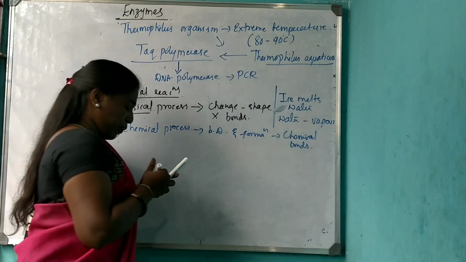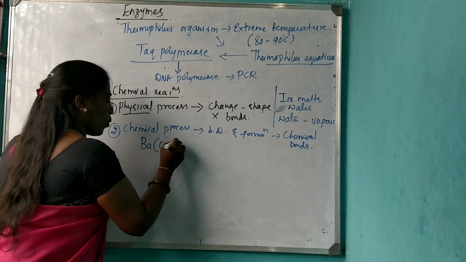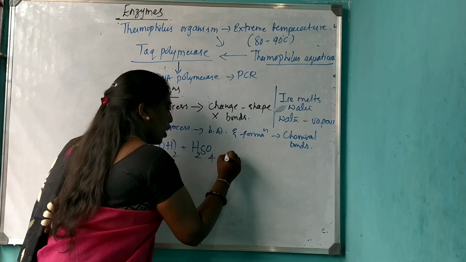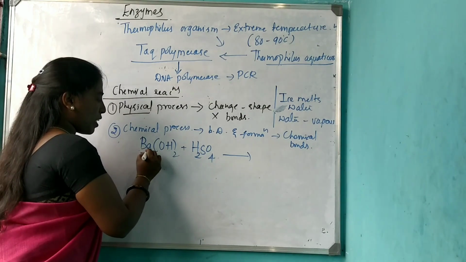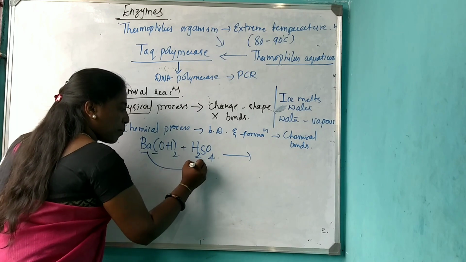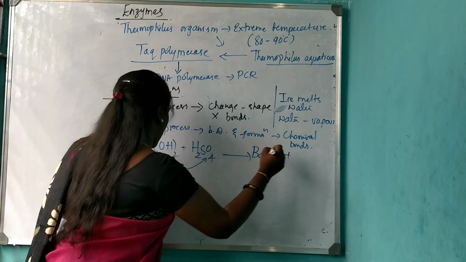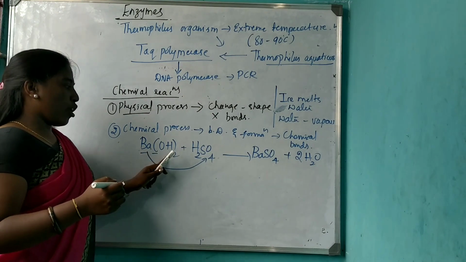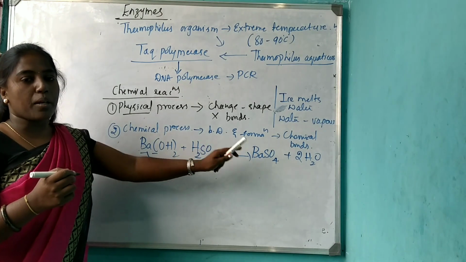One example is barium hydroxide, Ba(OH)2, combining with sulfuric acid, H2SO4, to produce the product. The bond present between the barium and hydroxide will be broken, and a new bond will be created between barium and sulfate, resulting in the formation of barium sulfate and 2H2O. So there is a breakdown of bonds and formation of bonds. This is one example of an inorganic chemical process.